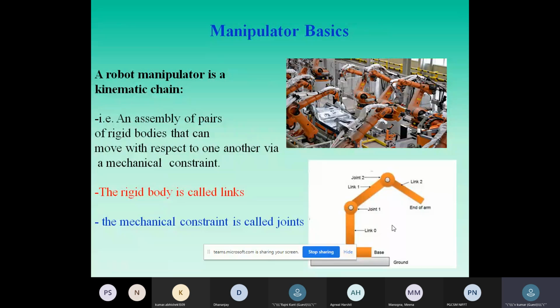Sir, let's start. A manipulator is a kinematic chain. It is a combination of rigid bodies that can move with respect to some joints, some mechanical constraint. That mechanical constraint is called joints. So a whole manipulator can be simplified in two ways. It is a rigid body that is connected with joints. And in simple way, it is a combination of joints and links. So in a manipulator, so many joints and so many links are there.